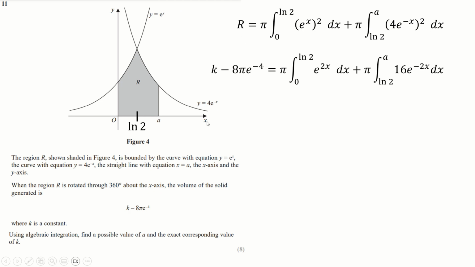And we're told that r is equal to this, which doesn't seem very helpful right away, but I'm just going to leave it there. Of course, integrate this for a half e to the 2x, and integrate this for minus 8 e to the minus 2x, because the minus 2 times that would be plus 16. Put in the two limits.